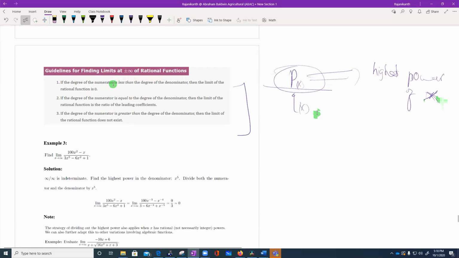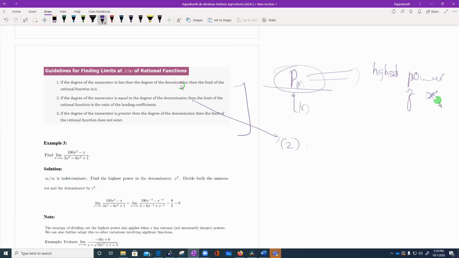So what are they telling? If the highest power of the numerator is less than the denominator's power, then the limit of the rational function is always 0. That means if the denominator has the higher degree than the numerator, it's always 0. If the numerator and denominator have the same degree, then the limit is nothing but the ratio of the leading coefficients. What does it mean by that? I will explain one problem with the second scenario.